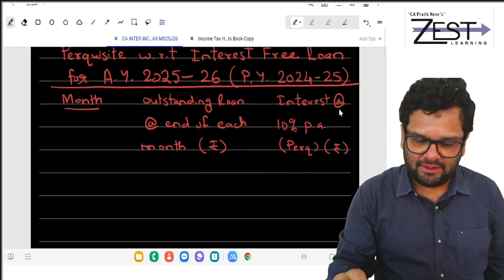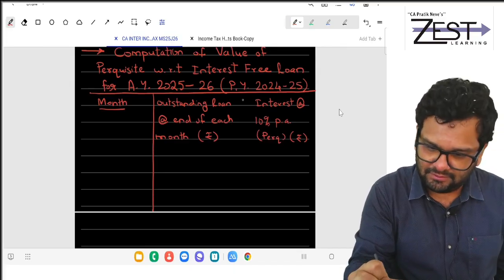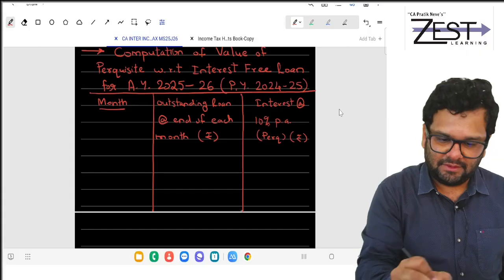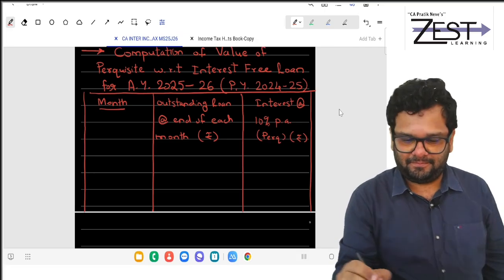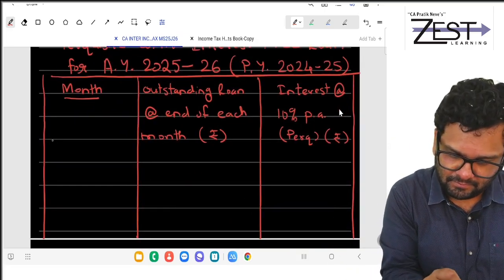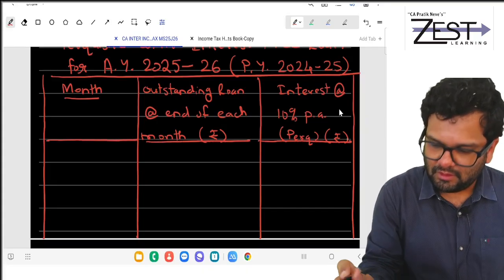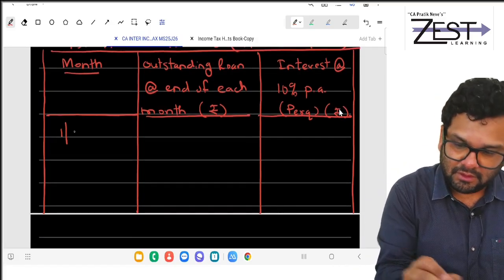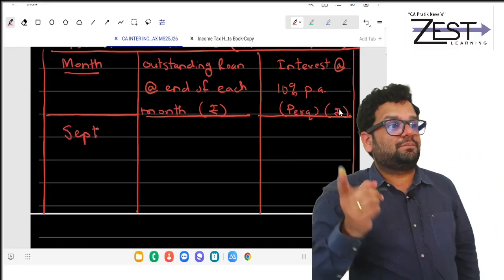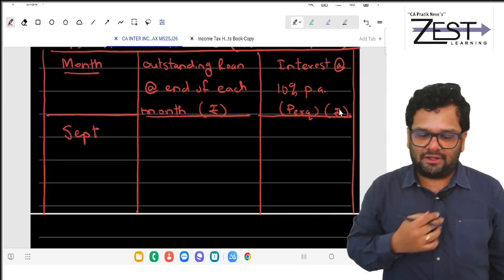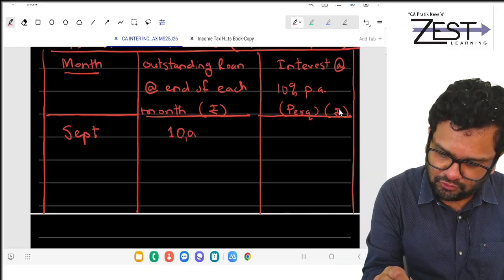Understood? Pay attention. Month. When did you take the loan? First of September. So I will just write September here. At the September end, how much is the amount outstanding? The loan was of how much? 10 lakh. The full amount is outstanding.